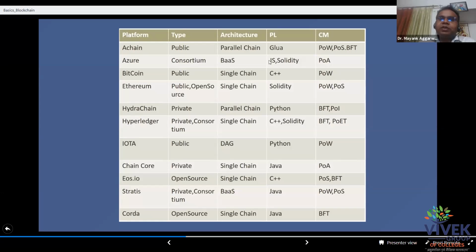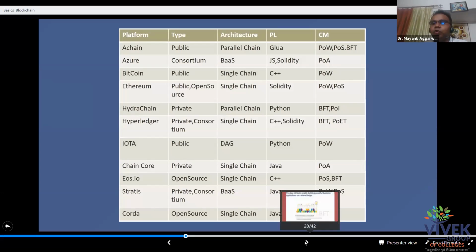Now, what I was telling was that there are different platforms, and these are the programming languages. If you see the fourth column, you need to know these programming languages. Not all. Suppose you want to work on IOTA, then Python will do. Suppose you want to work on Ethereum, then Solidity will do. Suppose you want to work on Hyperledger, then C++, Solidity. Nowadays in Hyperledger, we are using the Go language. In the short-term course, we will be teaching you two blockchain platforms. One is Ethereum, and the second is Hyperledger. These two blockchain platforms will be taught to you in the 5-day workshop.